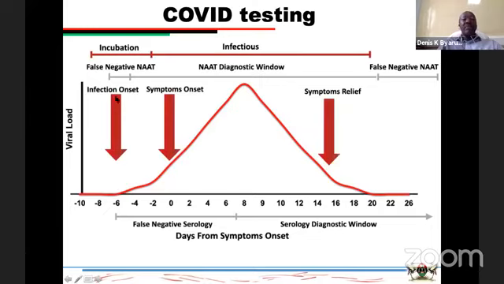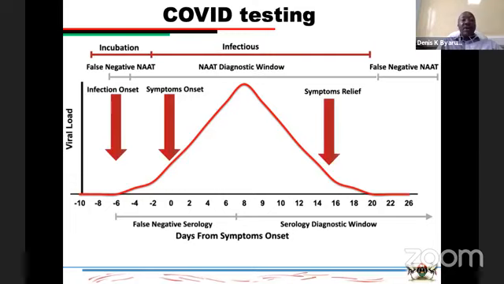And these normally might be a result of testing in the early phases of the disease, when there isn't sufficient virus circulating, but it is still growing, and the numbers of viral particles are still very, very minimal. And there you're likely to have a very significant proportion of false negatives.